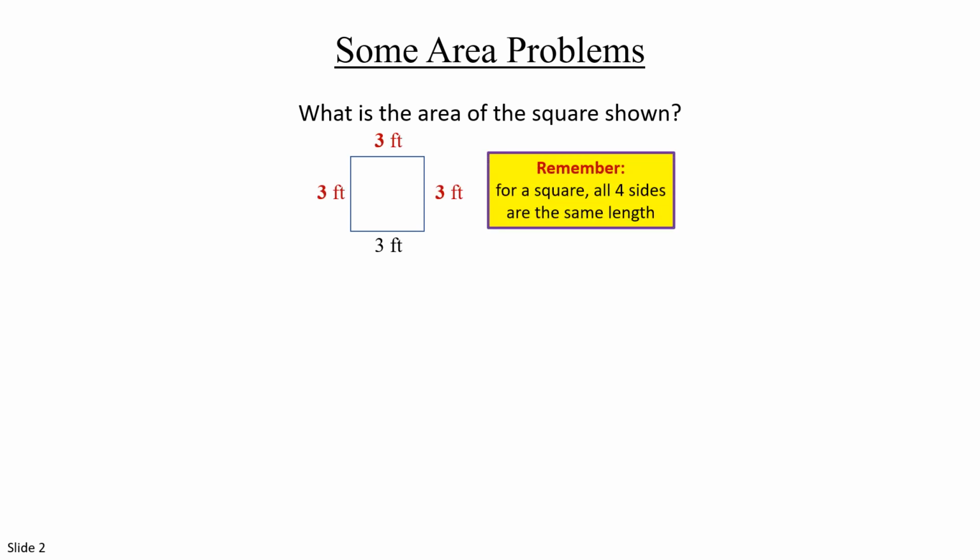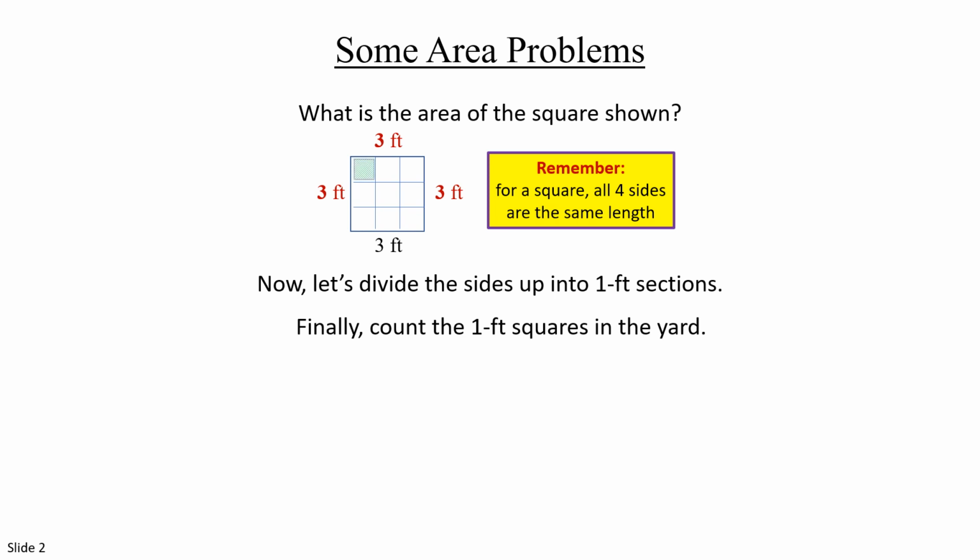Remember, for a square, all four sides are the same length. So all four sides are 3 feet. Let's divide it up into 1-foot sections. Finally, we'll count the 1-foot squares. 1, 2, 3, 4, 5, 6, 7, 8, 9. So it looks like 9 square feet.